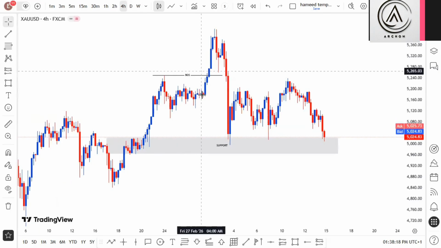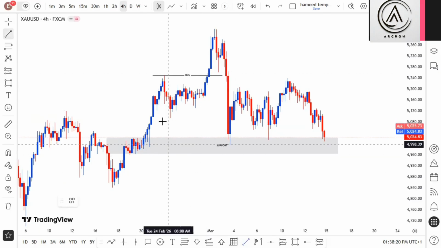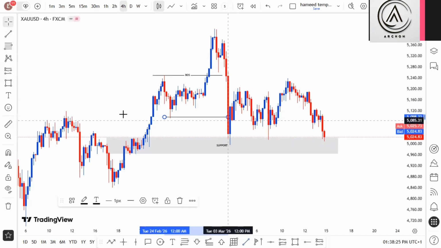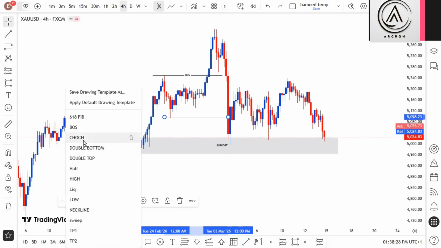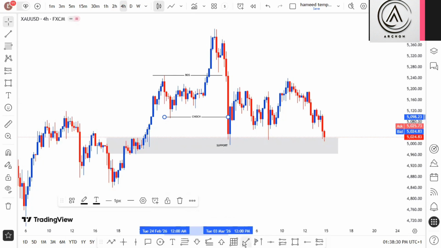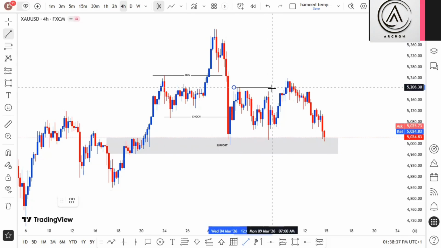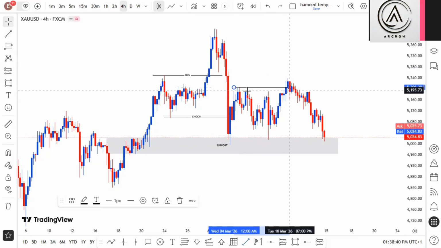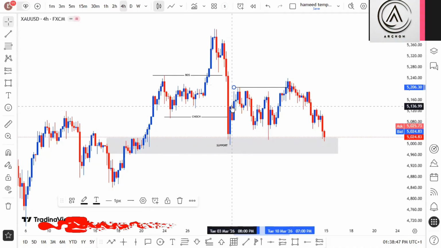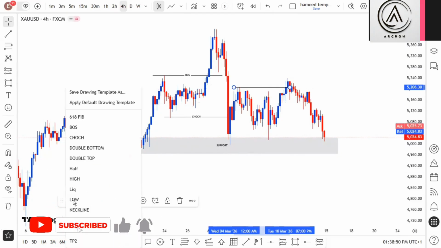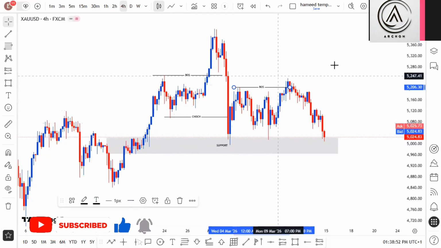So since we now have this break of structure, this will be our change of character. Next, we have this break of structure here. Last week this place served as our resistance zone. This level served as our resistance zone last week. Now we are having it as our what? As our break of structure, because the market has already broken the structure there.